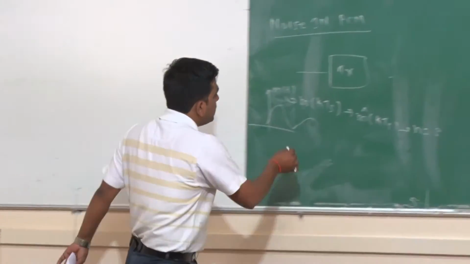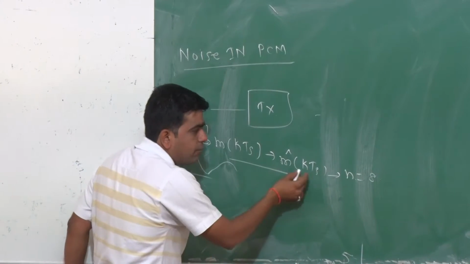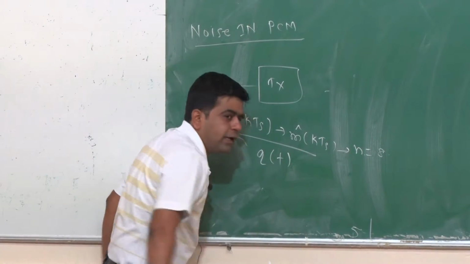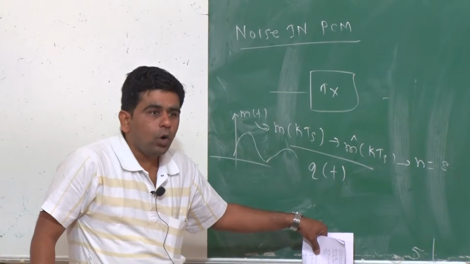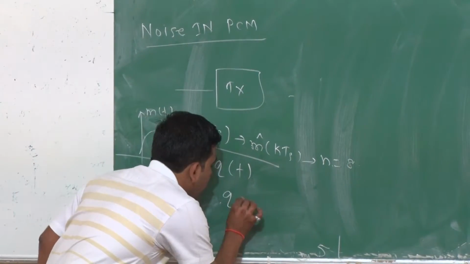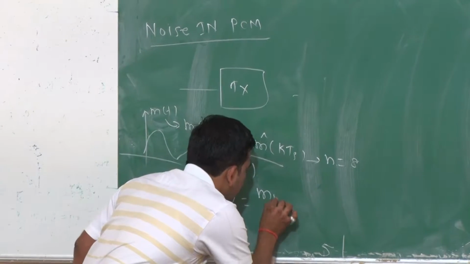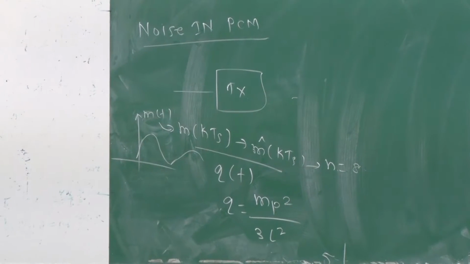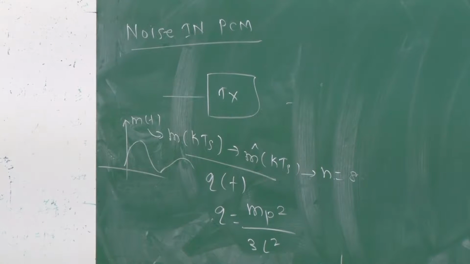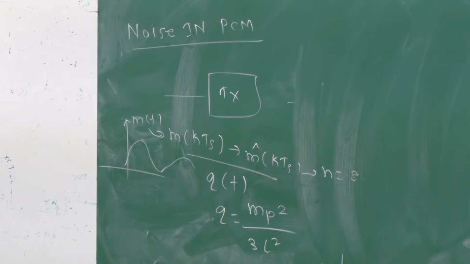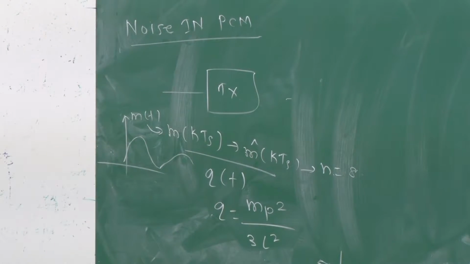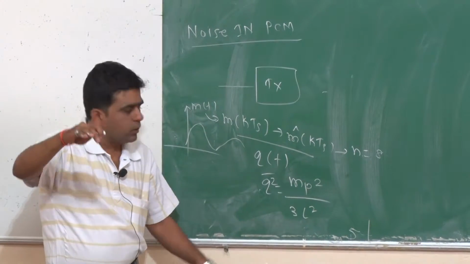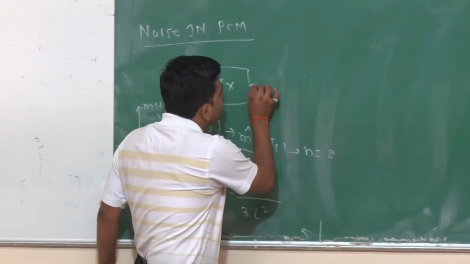Here at the transmitter point, this will give the difference M of KTS cap minus M of KTS. It is nothing but the quantization error Q of T. The mean square value of this quantization error, that is Q, is given as MP square divided by 3L square. In the last lecture, we derived this quantity, that is the average energy of this noise which is generated due to the quantization, that is Q square bar is equal to MP square, the peak amplitude, divided by 3L square. Now this signal is transmitted over the channel.